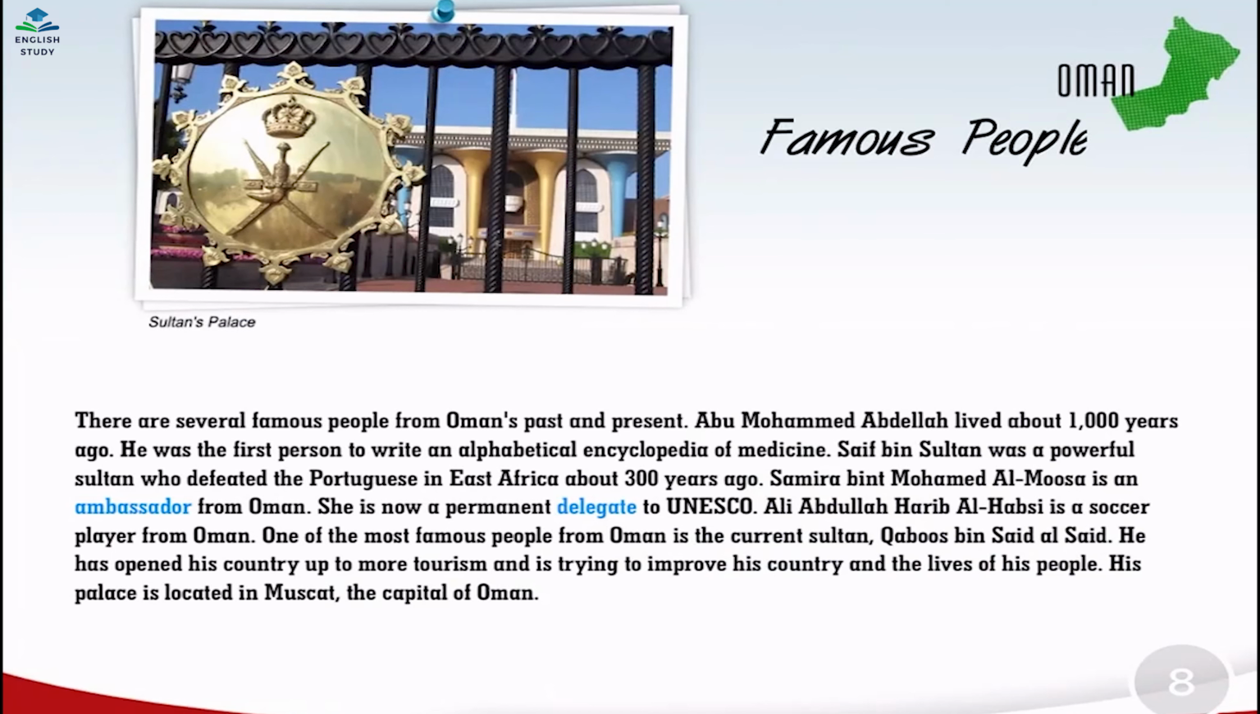One of the most famous people from Oman is the current Sultan, Qaboos bin Said Al Said. He has opened his country up to more tourism and is trying to improve his country and the lives of his people. His palace is located in Muscat, the capital of Oman.